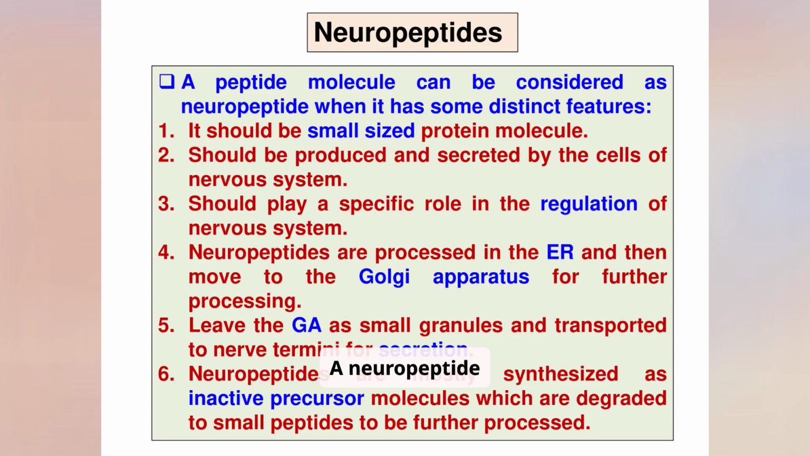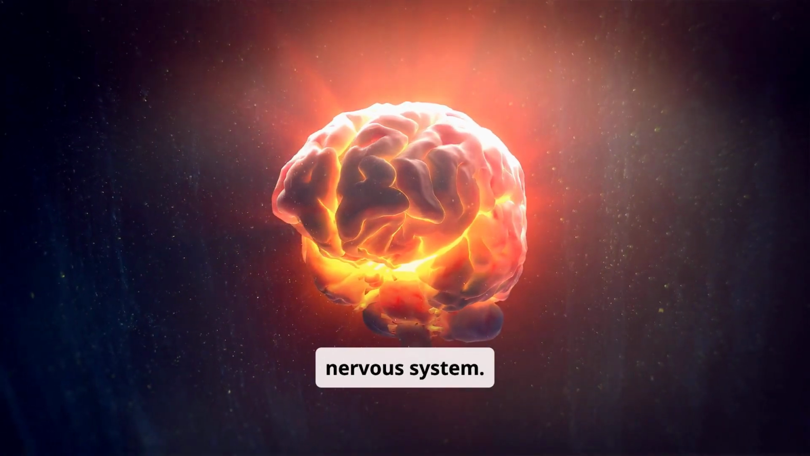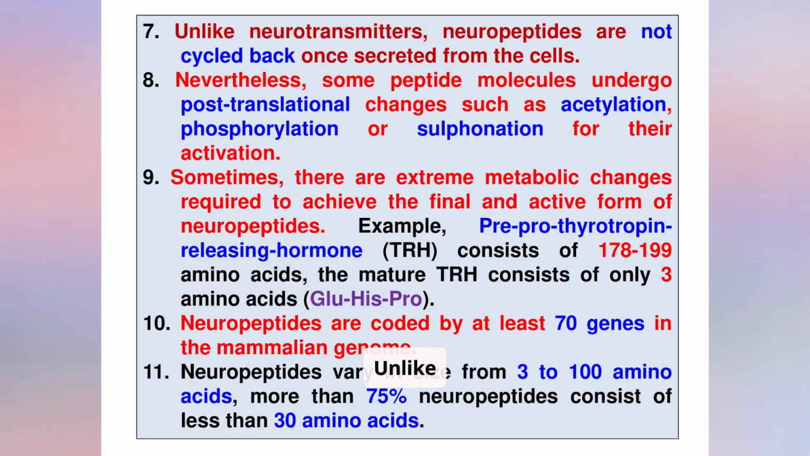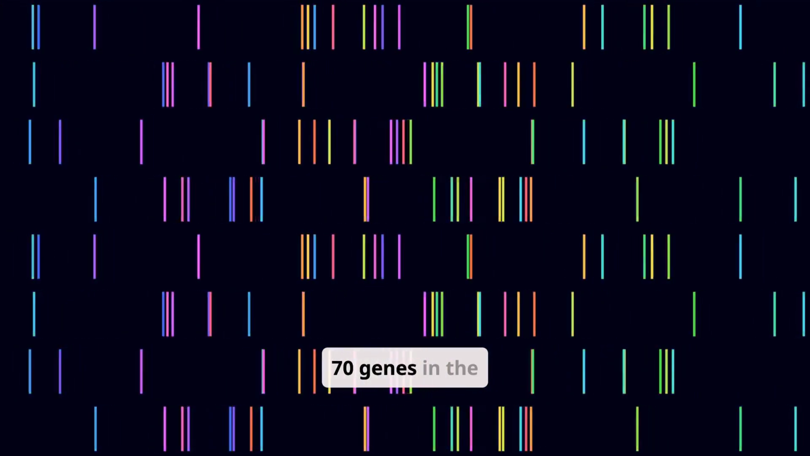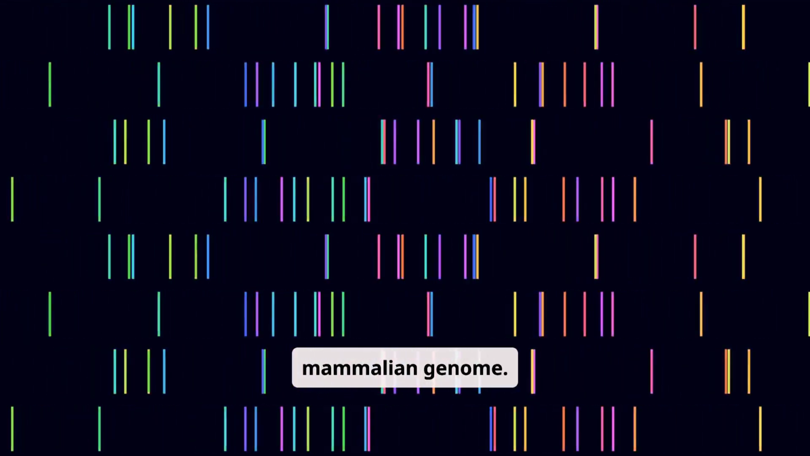A neuropeptide is a small-sized protein molecule produced and secreted by the cells of the nervous system, playing a specific role in the regulation of the nervous system. Unlike neurotransmitters, neuropeptides are not recycled after secretion. They often undergo post-translational modifications and are coded by at least 70 genes in the mammalian genome.